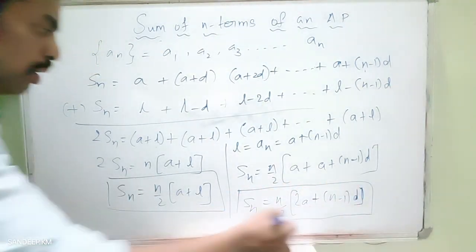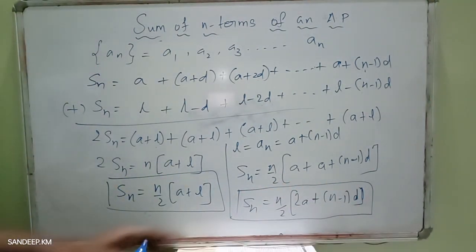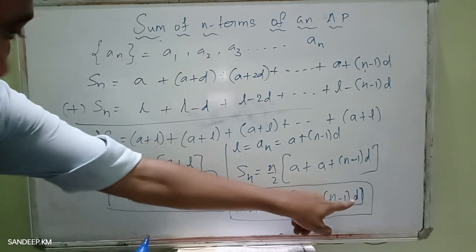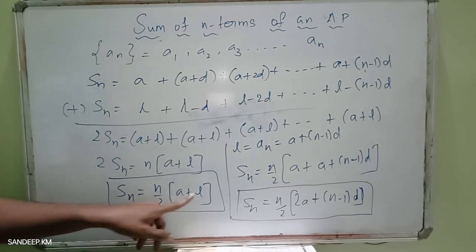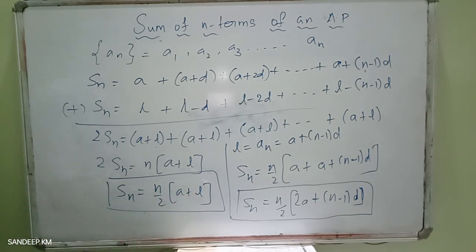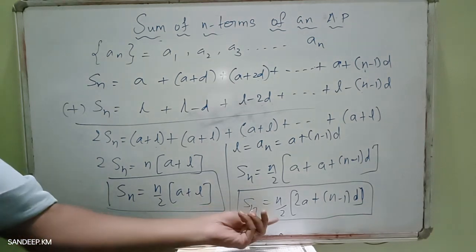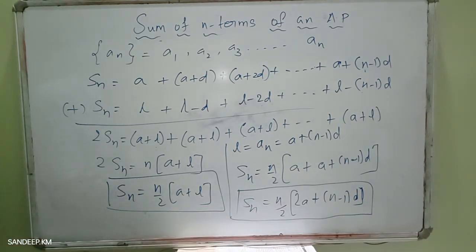In some of the problems, when the first term, the number of terms and the common difference are given, we will use this formula. And in some of the problems where the first term and last term are given, we will use this formula. So depending on the problem, we can use this formula or this formula. Now let us see an example based on sum of n terms.